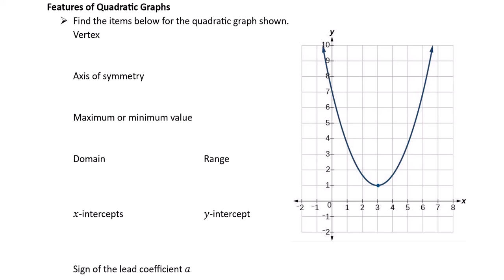If the parabola is opening down, it would be the highest point. Here, it's the lowest point. So the vertex is the point (3, 1).